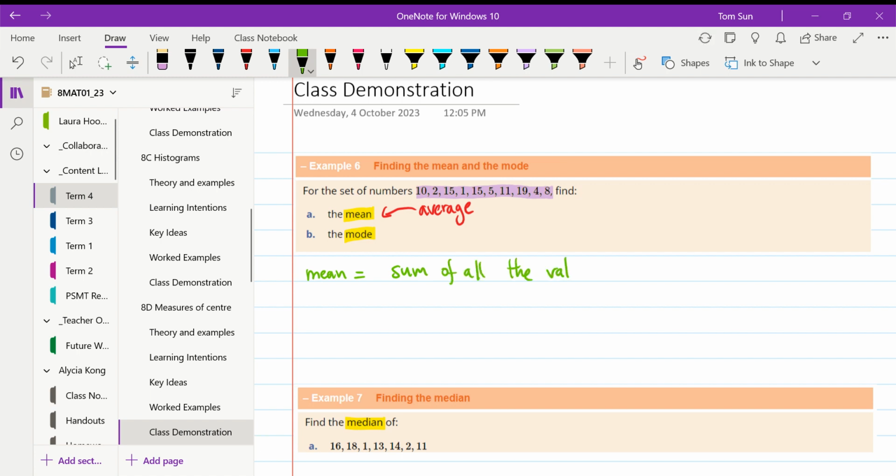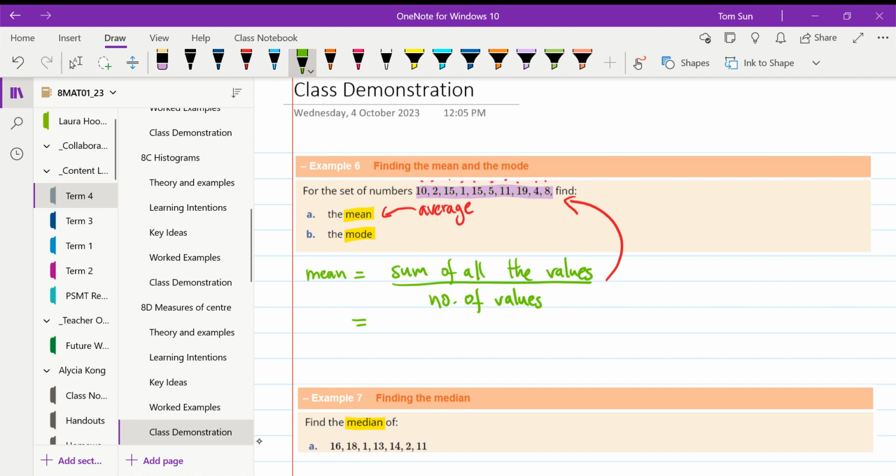So you're taking a look at the values up here. These are all the values. You have to add them all up, the sum of all the values, and you divide it by the number of values. So how many values are there? You count them up. 1, 2, 3, 4, 5, 6, 7, 8, 9, 10. The number of values is 10. So we can begin this.